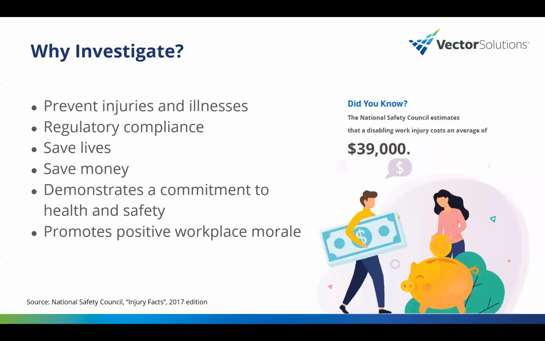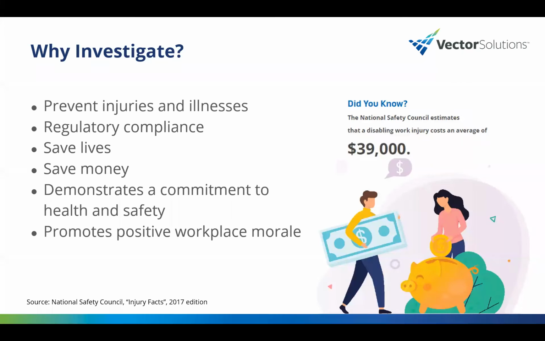The other piece is regulatory compliance. So most organizations in the US do have to report work-related incidents and injuries to OSHA. And then in addition, there's a lot they have to do as part of workers' compensation claims. And to fill out the information that you need for OSHA and for workers' comp, there are some really key pieces of information you need to know. And that is an important reason to investigate.